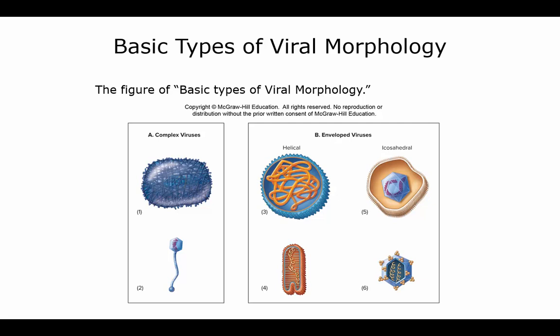Now, the viruses that are enveloped and have that envelope on them, so they are not naked, would be number 3, where it's helical, that's the mumps. Underneath that is something called the rhabdovirus. Number 5 on the far right is the herpes virus, and at the bottom there, number 6 is HIV.